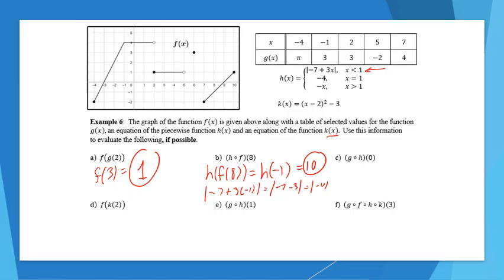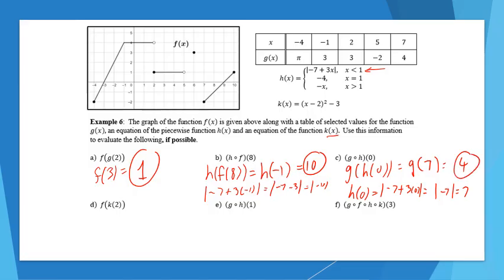Part C, this is g of h of 0. H of 0 would fall under the top equation. So this would be the absolute value of negative 7 plus 3 times 0, which is just the absolute value of negative 7, which is 7. So this becomes g of 7, which is 4. So 4 should be our answer there.